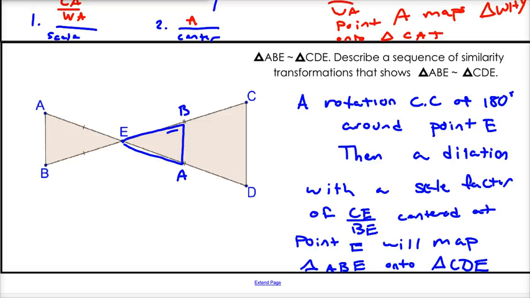All right, so let's check out the answer here. The answer should look something like this. So first we rotated it, and we got it looking like here. And that was a rotation counterclockwise of 180 degrees around point D. Now that could have also been clockwise. It doesn't matter. But it needed to say the direction, the degrees, and which point you're going around. All right, that is step 1. Step 2, we got to dilate it, right? So we need a dilation with a scale factor of CE, that's our image, over BE, centered at point E, and that will map ABE onto CE.